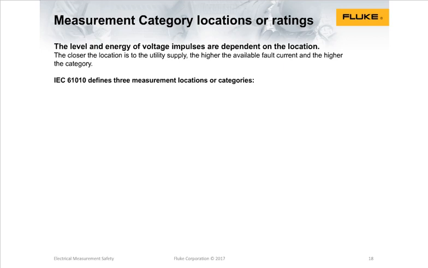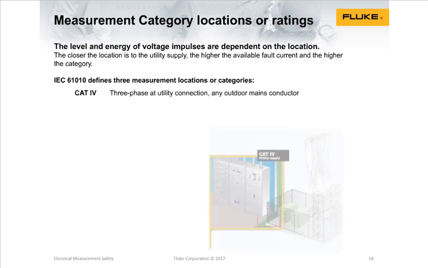There are some different measurement category locations. We call them CAT ratings, the industry does. And they're defined by IEC 61010. There are actually three separate category locations, and that's the measurement category of where you're actually making the measurement within the facility or within your measurement location.